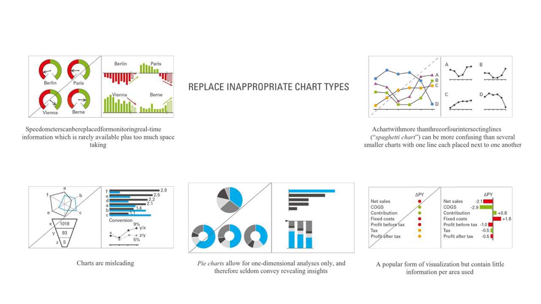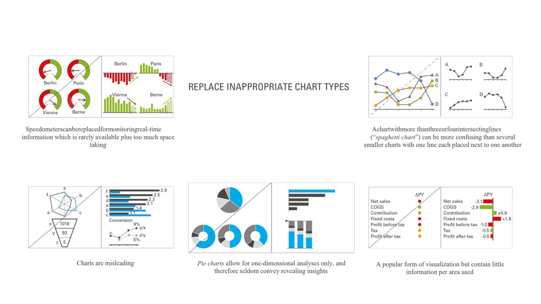Charts to avoid. This list might surprise some of you. Speedometers and gauges, they take up enormous space to show one number. Spaghetti charts, more than 3 or 4 intersecting lines become unreadable. Use small multiples instead. Pie charts, they only allow one-dimensional analysis and rarely convey meaningful insight. A bar chart almost always communicates the same information more clearly. Area charts without purpose, they contain little information per unit of space used or can be misleading.